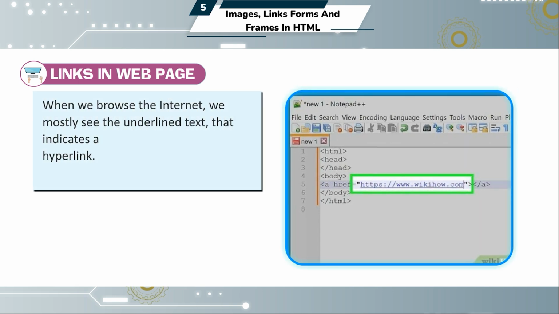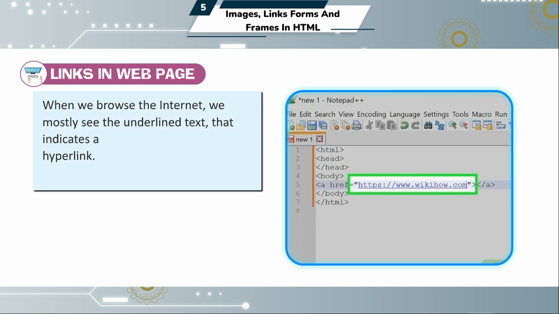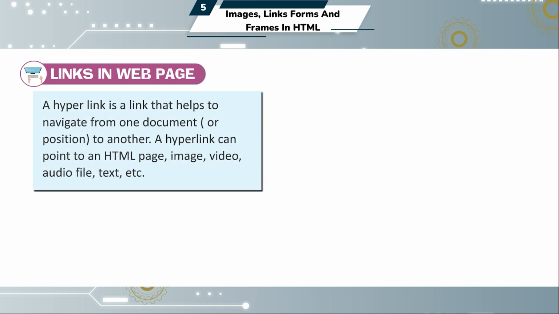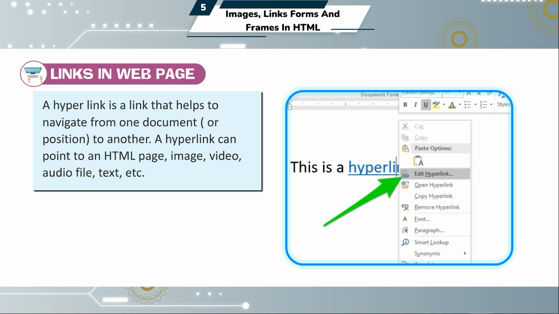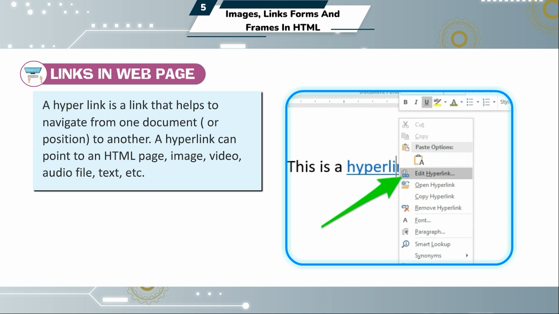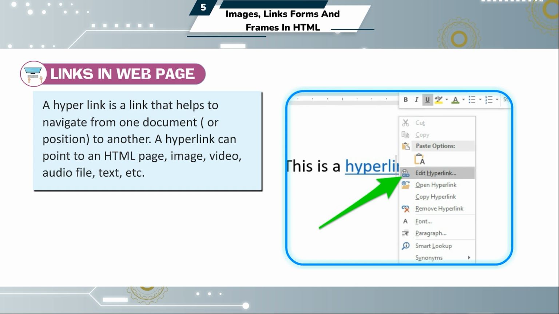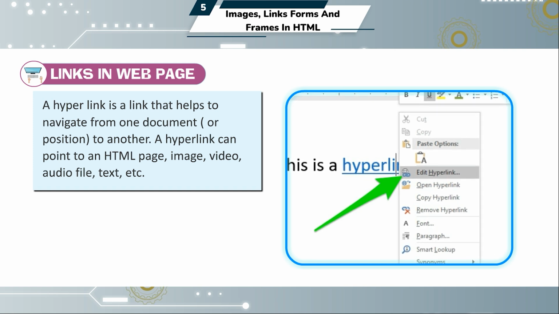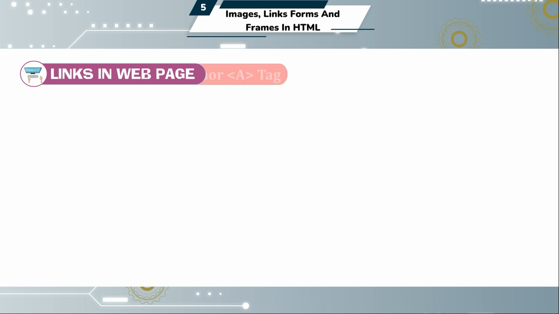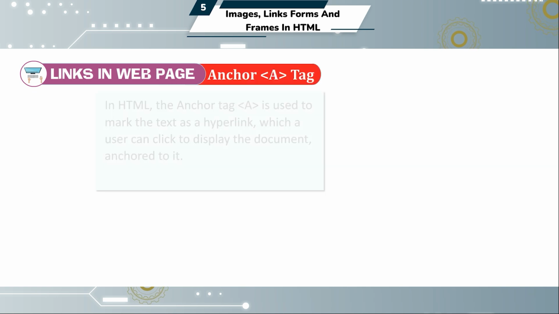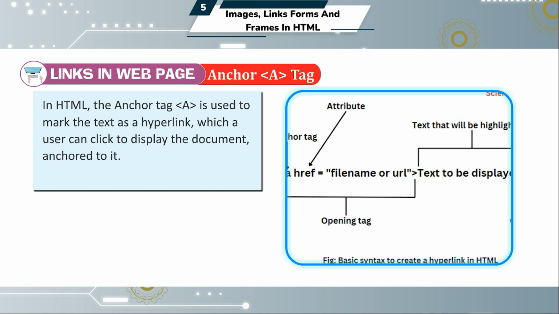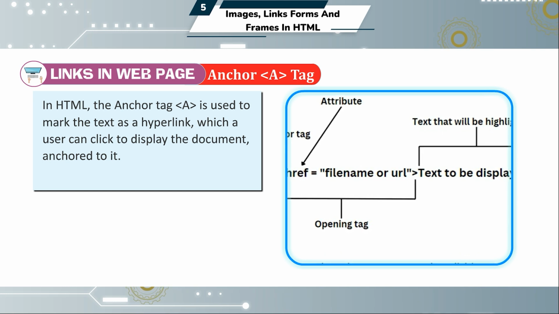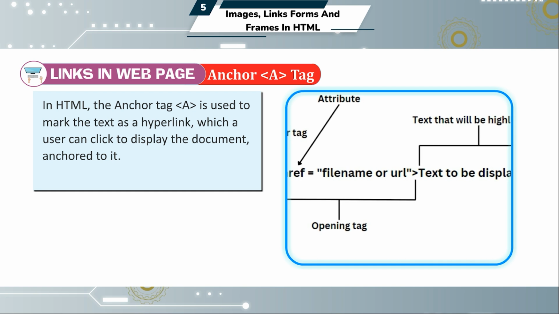When we browse the internet, we mostly see the underlined text that indicates a hyperlink. A hyperlink is a link that helps to navigate from one document or position to another. A hyperlink can point to an HTML page, image, video, audio file, text, etc. Anchor tag A. In HTML, the anchor tag A is used to mark the text as a hyperlink, which a user can click to display the document.